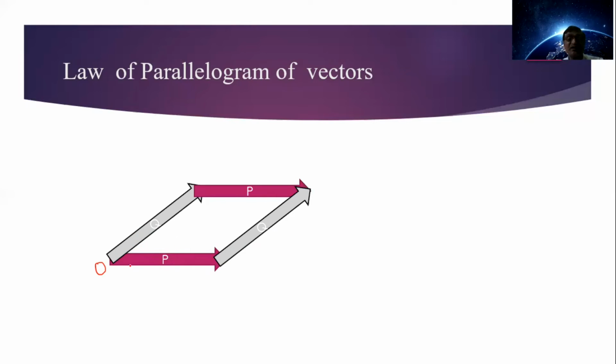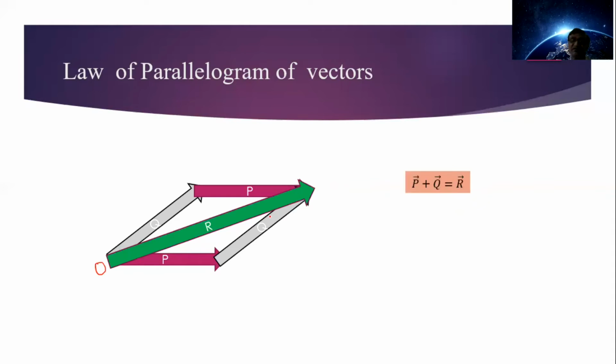Then their resultant is represented by the diagonal here. The resultant is represented by the diagonal that is drawn from their common point. That is, the resultant of P vector and Q vector is R vector here. That is, we can write here P vector plus Q vector is equal to R vector. We can make the statement here then.